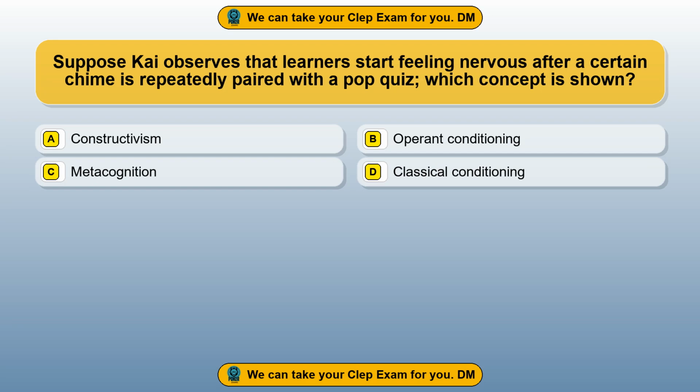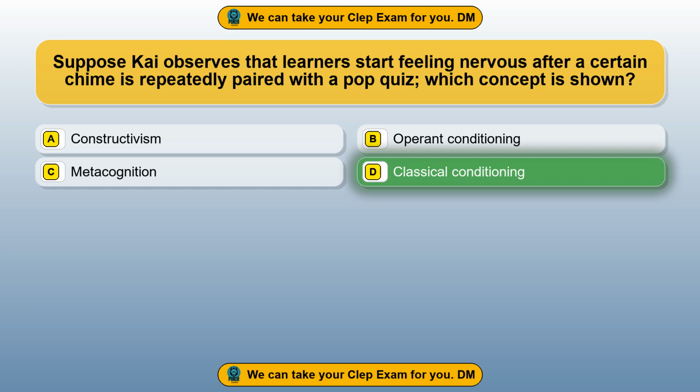Question 1. Suppose Kai observes that learners start feeling nervous after a certain chime is repeatedly paired with a pop quiz. Which concept is shown? Option A, constructivism. Option B, operant conditioning. Option C, metacognition. Option D, classical conditioning. The correct answer is option D.